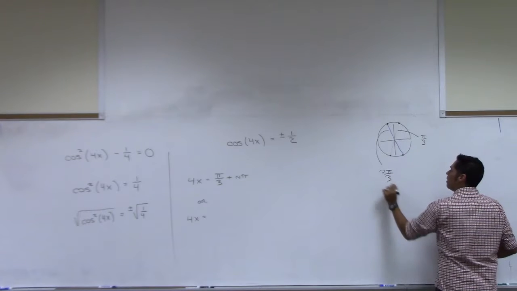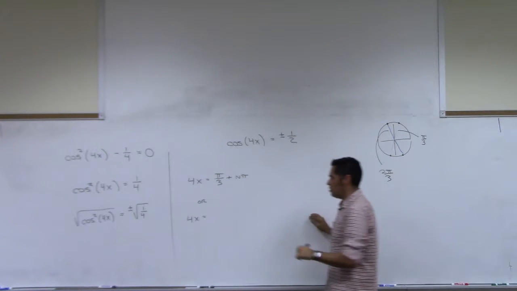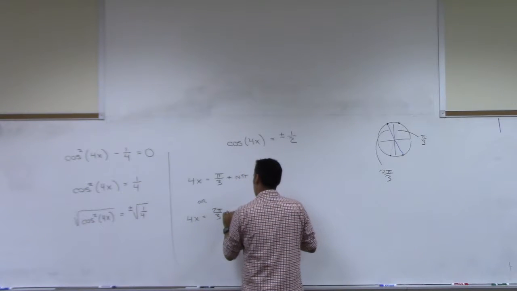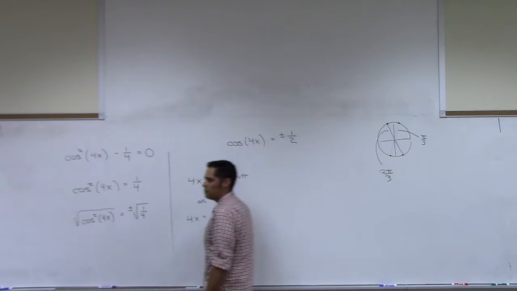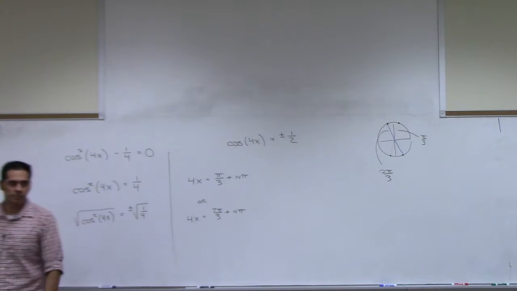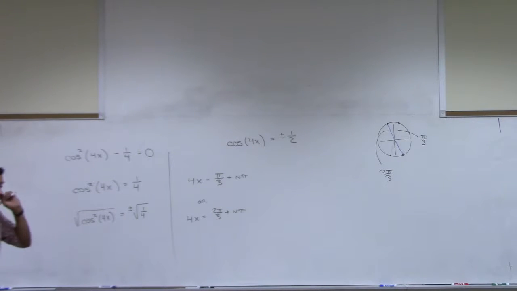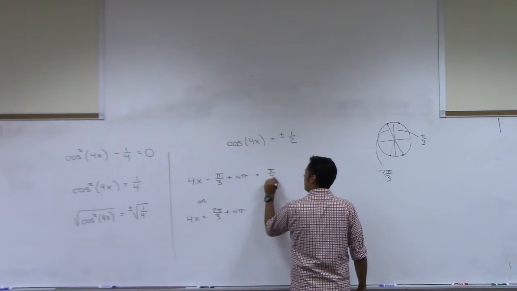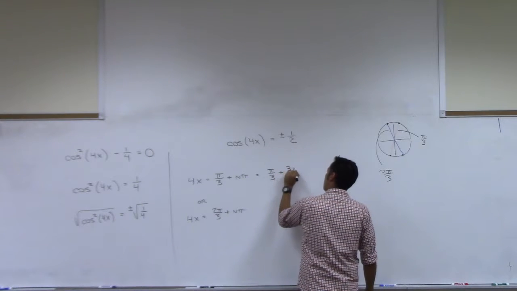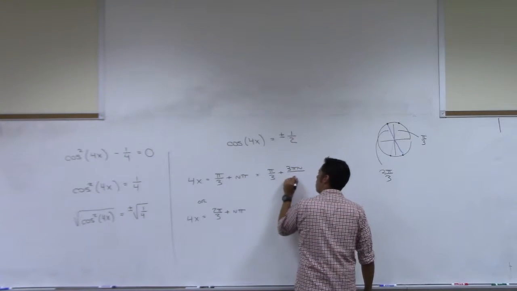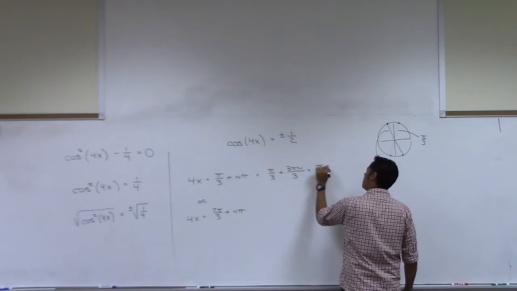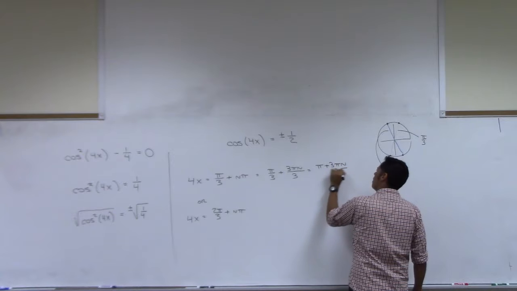And then add a half rotation. So 2 pi over 3 plus n pi. Common denominators on those would give you pi over 3 plus 3 pi n over 3, which is pi plus 3 pi n over 3.